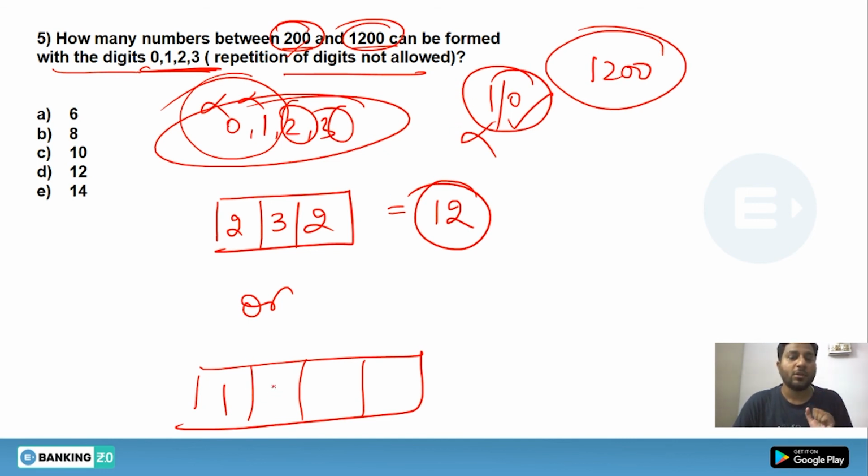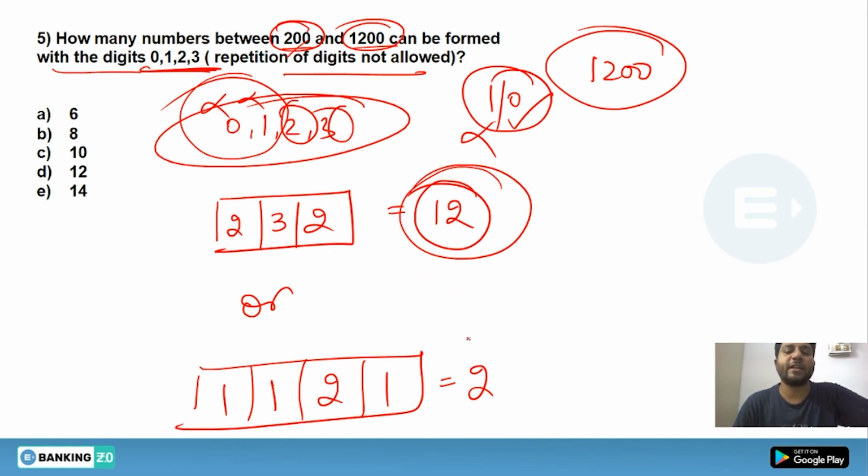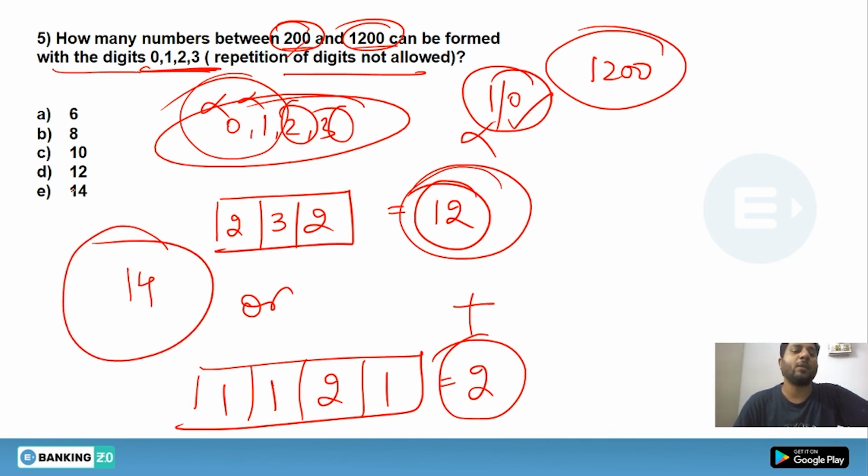Now only one case will be there, and from now on it would be 2 and 1. So all the possible scenarios would come as 2. That means either 12 possible cases will generate or 2 possible cases will generate. So the whole possible cases will be 14. Hence your option E is correct.